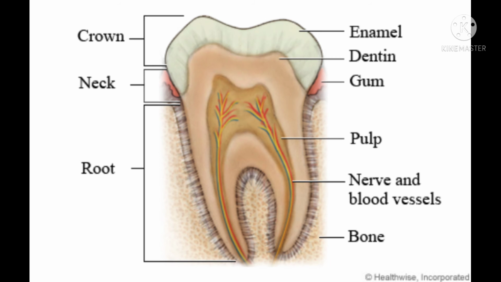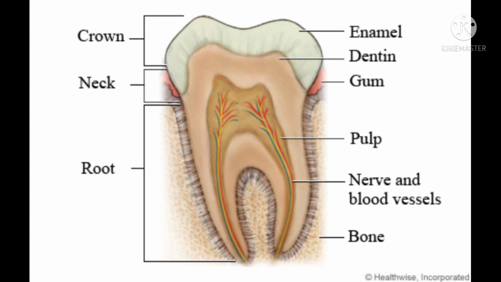The visible part of the tooth is the crown. The middle part of the crown and the root is the neck. The part which fixes the tooth in the gum is called the root. The outer part of the tooth is white in color and made up of enamel. Under the enamel lies the hard dentine. Inside the dentine lies the soft pulp. It contains the blood vessels and the nerves and nourishes the dentine. The tooth is fixed in the gum.